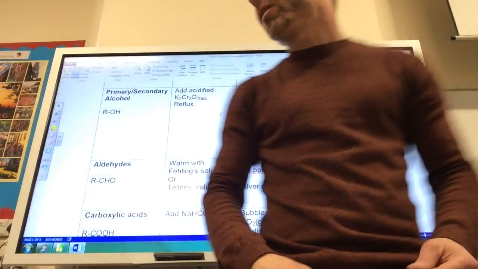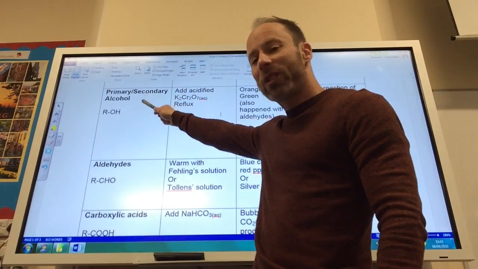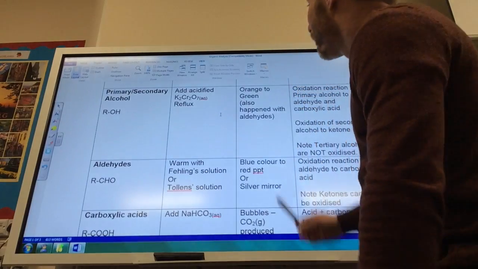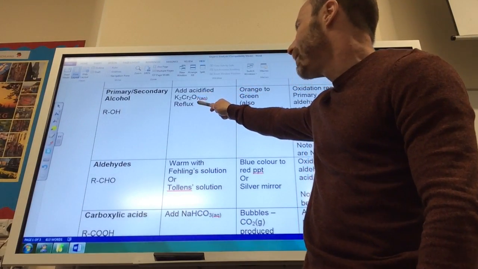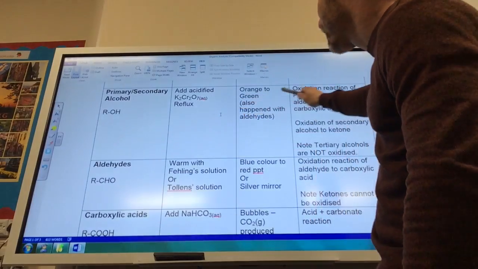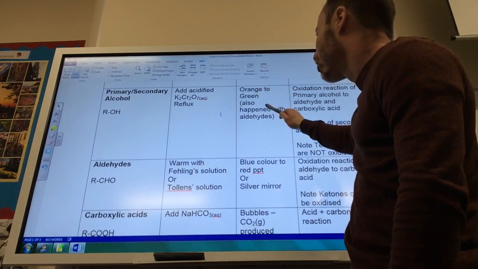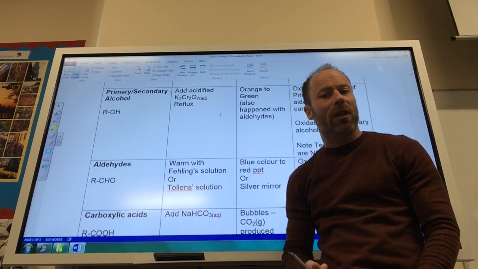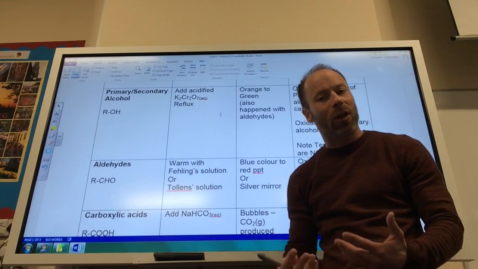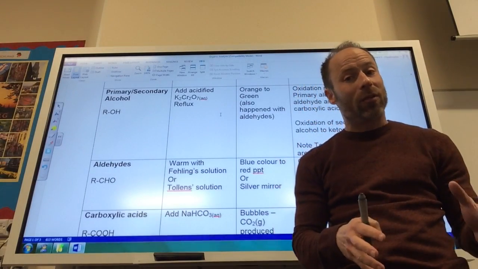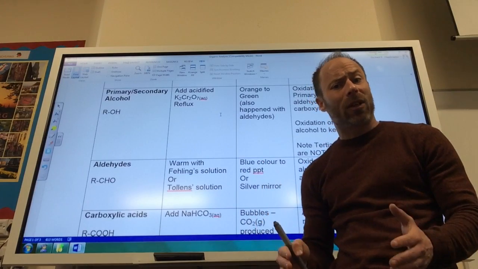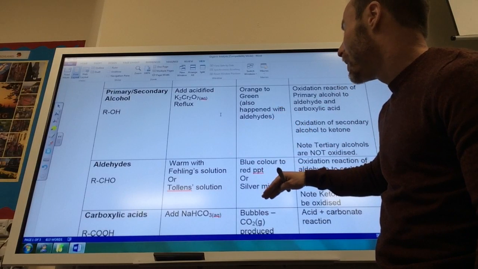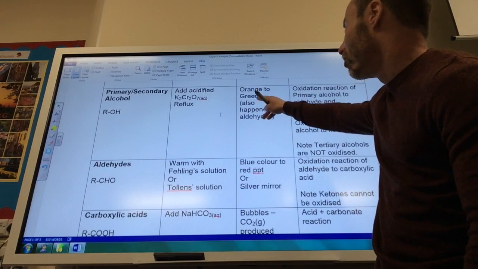Alcohols, how do we tell alcohols? Well, if you've got a primary or secondary alcohol, both primary and secondary alcohols can be oxidised. So you add acidified potassium dichromate solution and you reflux, and it will go from orange to green. You've just got to be careful here because aldehydes can also be oxidised. When we did the chemistry of alcohols, remember a primary alcohol will go to an aldehyde, and an aldehyde can be oxidised to a carboxylic acid. So an aldehyde would also be oxidised. You would see that change from orange to green.